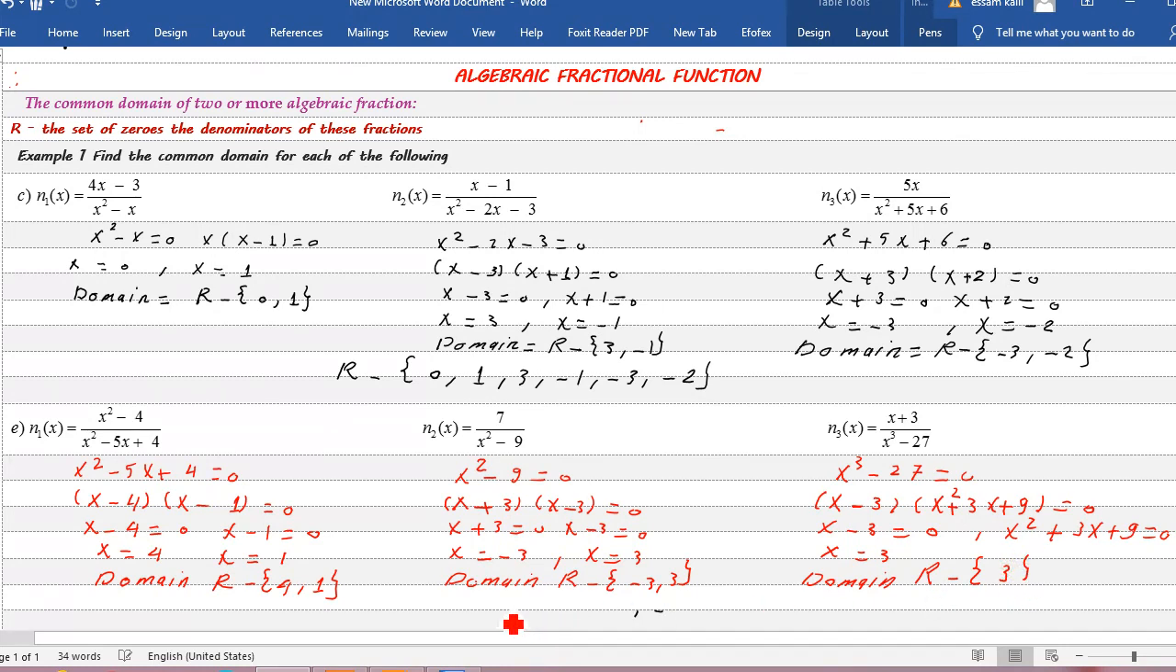The common domain between n1 and n2 and n3 equals r difference the sets of the zeros of the denominators, so equals r difference 4, 1, negative 3, 3. I am writing 3, so does not take it, and close the brackets.